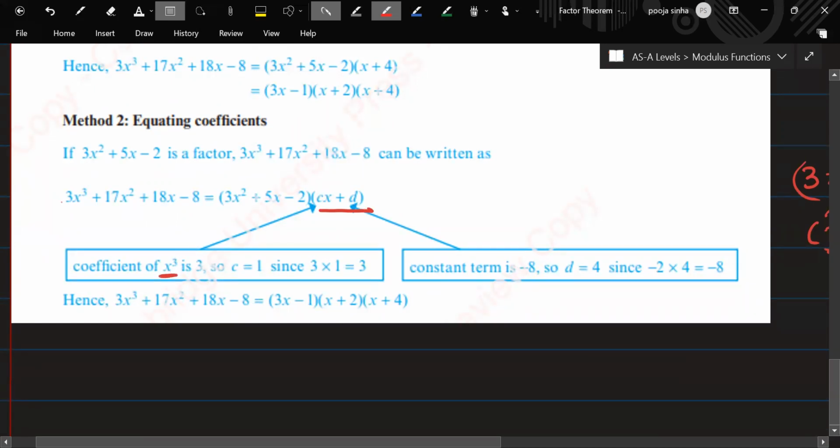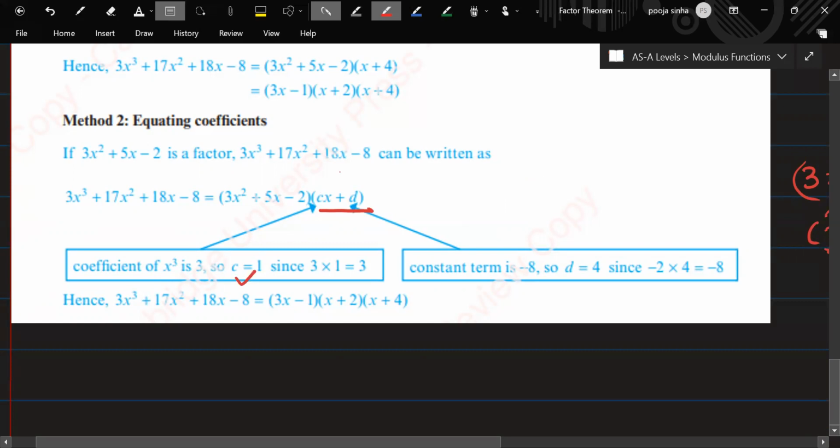Coefficient of x cube is 3, right? So how will you get x cube here? Only when x square is multiplied by x. So 3 into c should be equal to 3. C will be 1, because when we multiply, it's coming as 3x cube. So 3x cube should be equal to 3x square multiplied by c. So c should be 1. Clear? Yeah, c is 1.